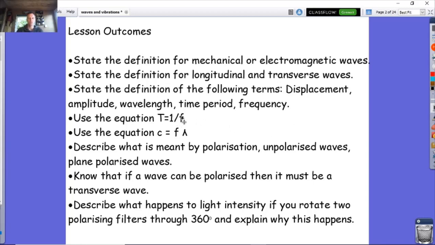And then you need to be able to use these two equations. Time period is 1 over frequency. I'm going to show you where the wave equation comes from, c equals f lambda. Then what's meant by polarization, unpolarized waves and plane polarized waves. And we'll look at why only transverse waves can be polarized. Then we're going to describe what happens to light intensity if you rotate two polarizing filters through 360 degrees.